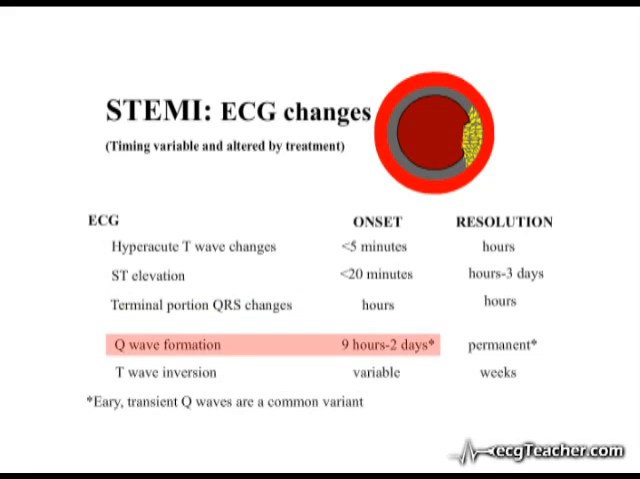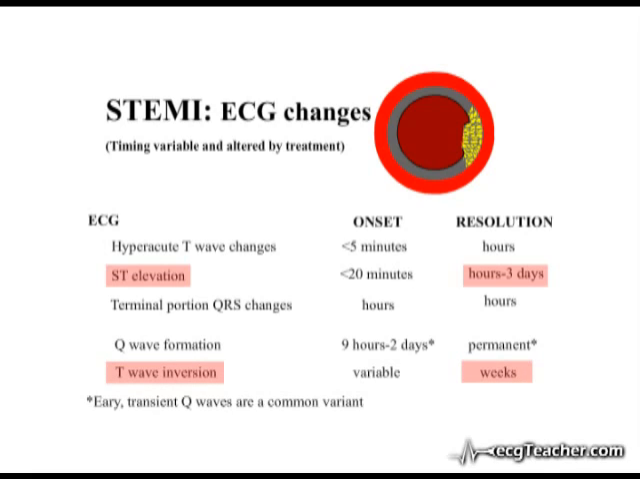The development of pathological Q waves occurs 9 to 12 hours after the onset of occlusion or in the days following infarction. T-wave inversion may be seen in the affected leads at a variable time point following occlusion. While ST segment elevation generally resolves within days and T-wave inversion within weeks following the infarction, late pathological Q waves are a permanent marker of such an MI on the patient's subsequent ECGs. However, the presence of Q waves should not be used to time the onset of an MI, as early transient Q waves are a common variant.